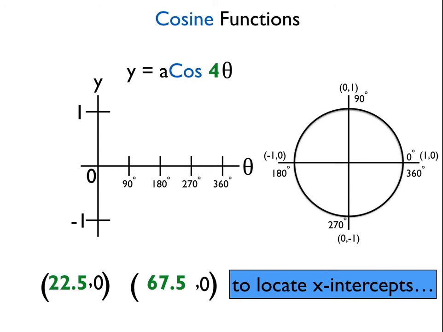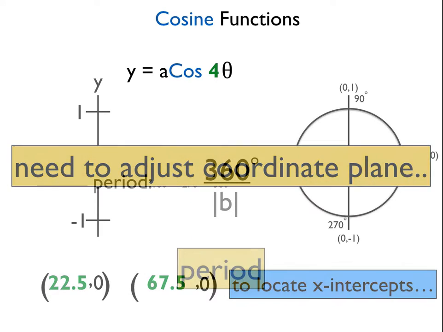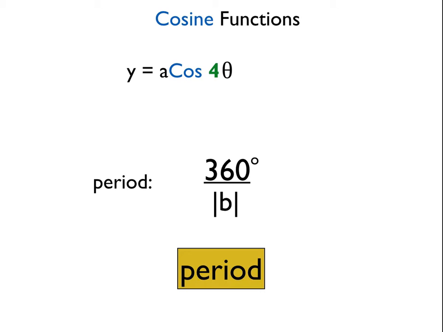So these are my x-intercepts, and if you'll notice my graph on the left-hand side, my graph is scaled for a period of 360. So this scale is not going to work. I'm going to have to rescale it. I want to figure out what my full period is, so this is not adequate. I need to change that. I need to adjust my coordinate plane. So let's find out what my full period is.